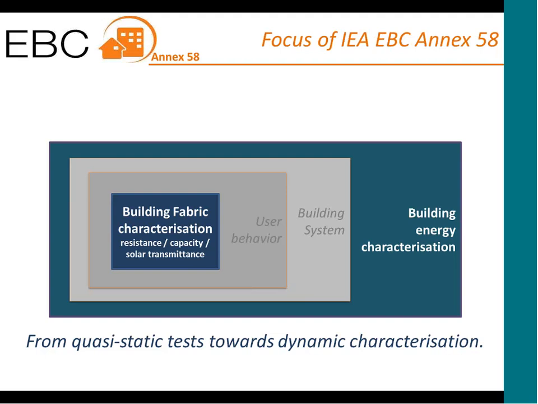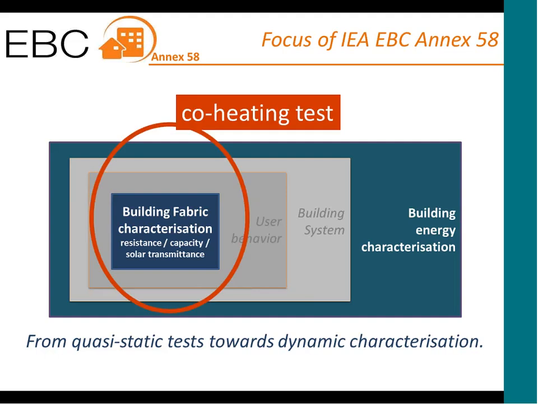We are quite well aware that certainly when you look at the global building energy characterization, the impact of the users is very important, as is the impact of the building system. But we don't really focus on those topics. We don't look at what the impact is, but we mainly look at the overall characterization of the fabric and, on the other hand, of the whole building. The webinar of today is dealing with the coheating test, and that is one of the topics where we had quite some discussion and progress in Annex 58. That's related to the building fabric characterization. We try to determine the overall heat loss coefficient of a building based on on-site measurements.